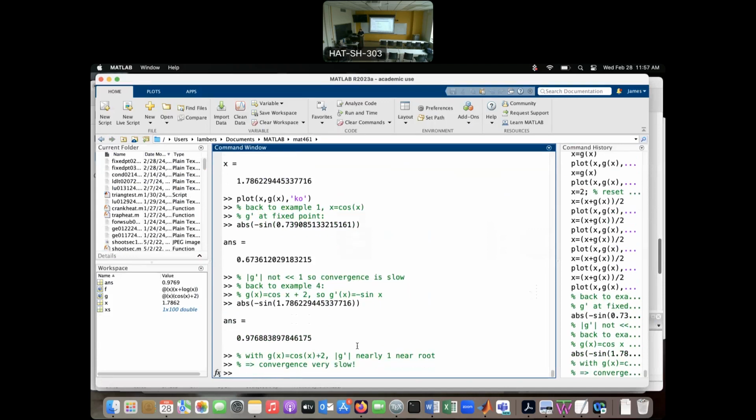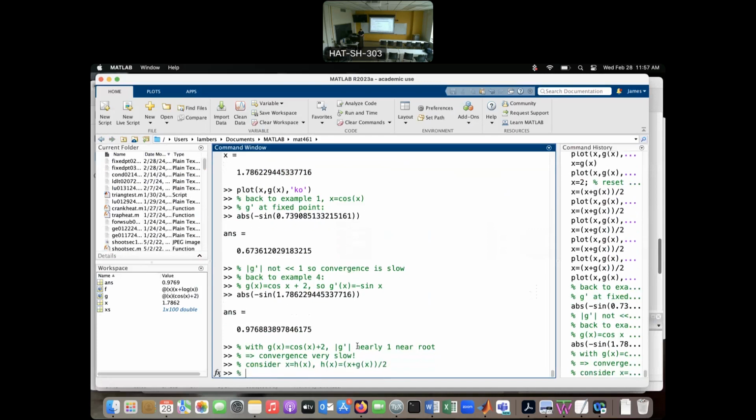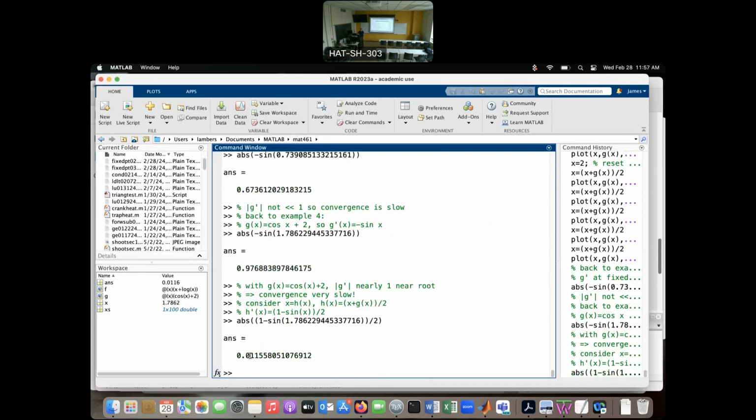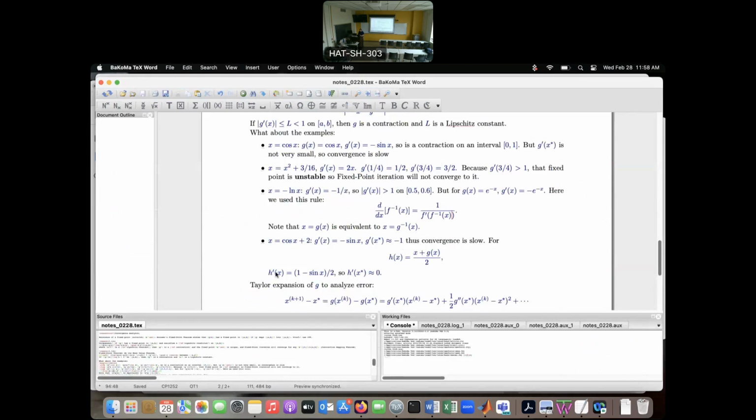But then, if I have x equals h of x, where h of x is equal to x plus g of x over 2. So h prime of x is equal to 1 minus sine of x all over 2. So if I evaluate that, the value of 1 minus sine of a fixed point, or near it, all over 2. And what do I get? Yeah, so it's nice and small, like 1/100th. So the derivative of g is actually nearly equal to -1. So by throwing in x, which has a derivative of 1, it's basically canceling it out. Yeah, so here h prime at the fixed point is nearly 0, resulting in very rapid convergence.